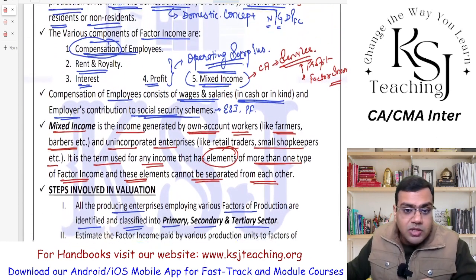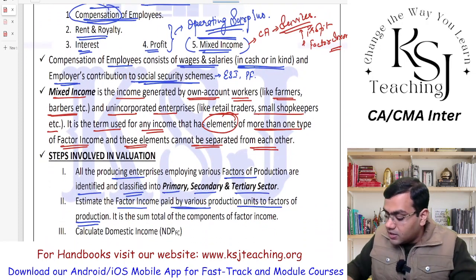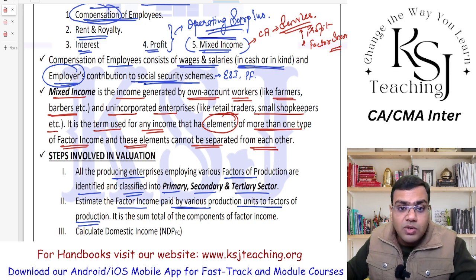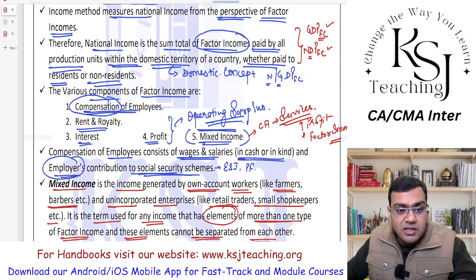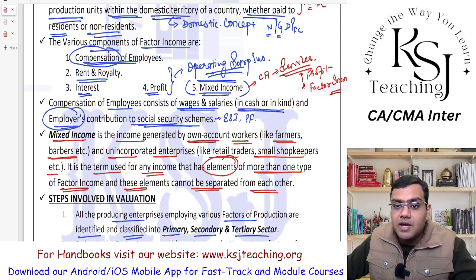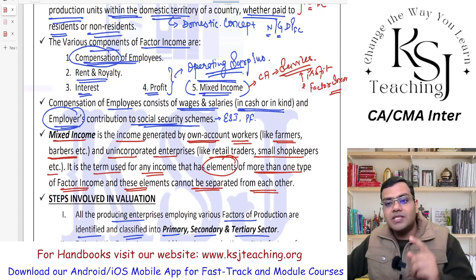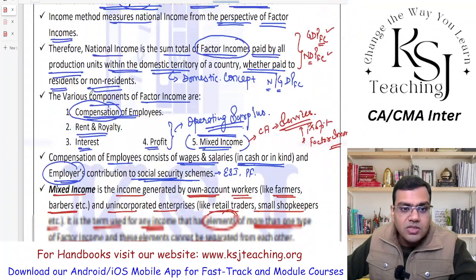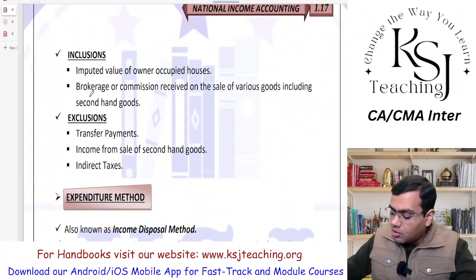And the small things like the employee compensation, that includes the employer's contribution. What is mixed income? What all is included in the mixed income? What are the various components of the factor income? All these things you need to remember, right? Because all these things practically we are going to use. Very important, right? So this was about the income method. Now what all is included in the income method? That is the imputed value of the owner occupied houses, right? Imputed means the notional value.